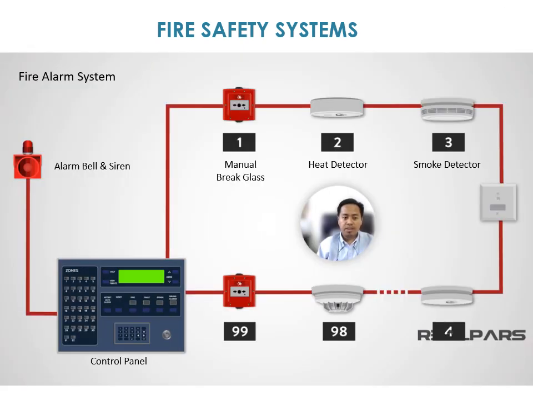What you can see on the screen right now is an example of a fire alarm system. It consists of number 1, manual break glass, number 2, heat detector, and number 3, smoke detector. These 3 act as the sensor to trigger the fire alarm system. The signal is then sent to the control panel to process the data and activate the alarm bell and siren. This is to alert and inform the building occupants that a fire has broken out inside the building.